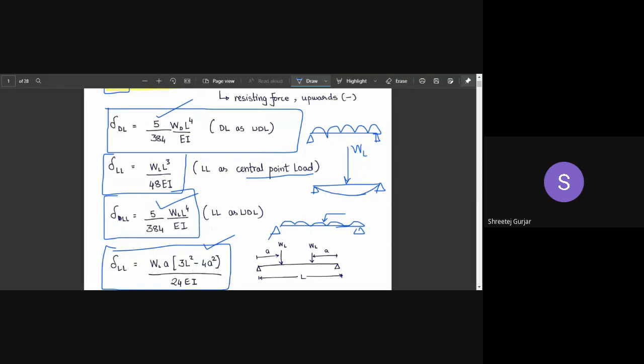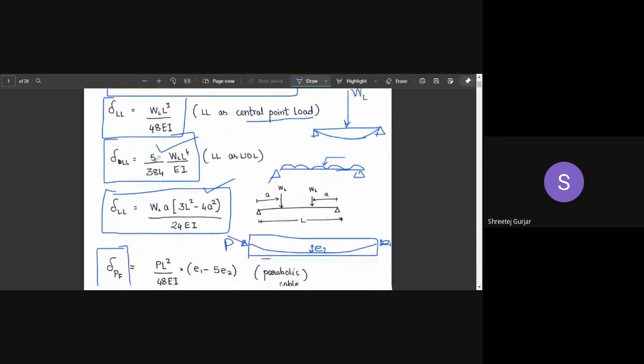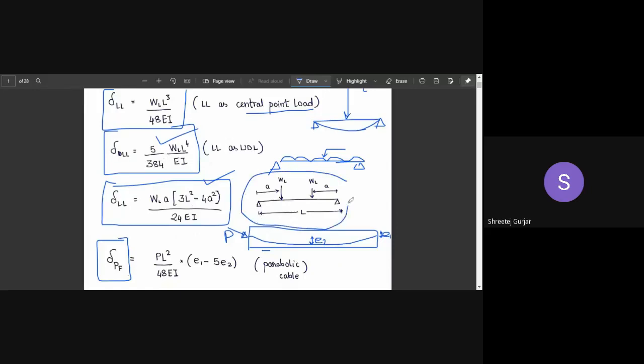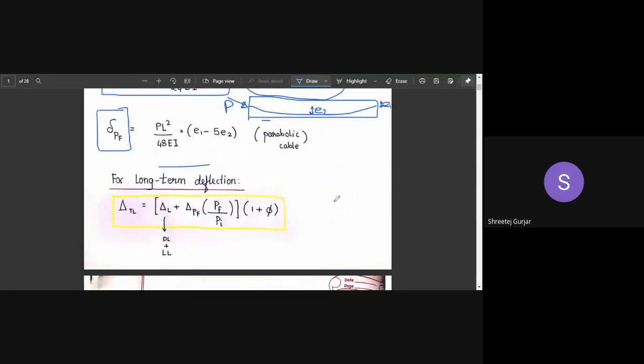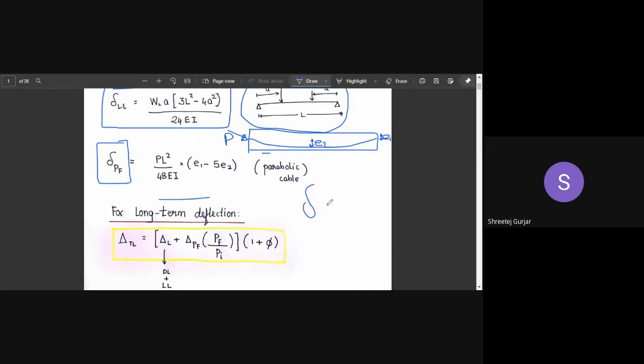So the deflection due to dead load acting as a UDL is 5 by 384 WD L raised to 4 by EI. And if you have a central point load, the deflection is WL L cube by 48 EI. And if you have any other type of loading on a beam, you can use the moment area formula, that is deflection is equal to A X bar by EI.